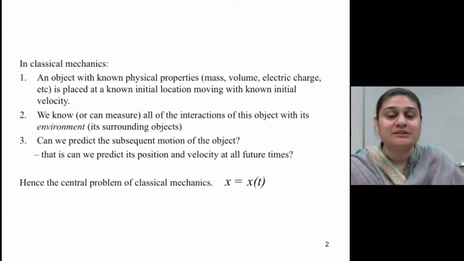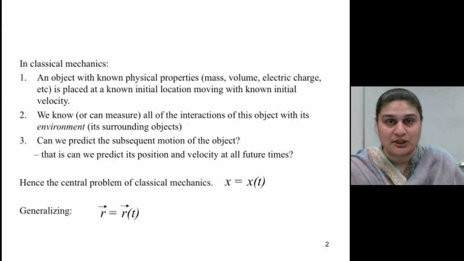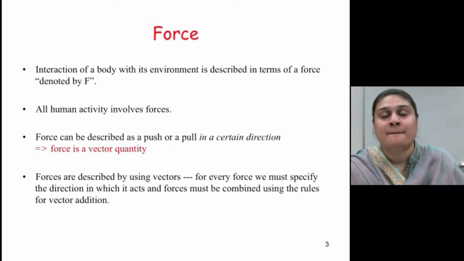So basically, the classical problem is find x as a function of t and then calculate velocity and acceleration known from it. In general, we can generalize this by a three-dimensional vector having components x, y, and z, as we talked about in the last chapter.